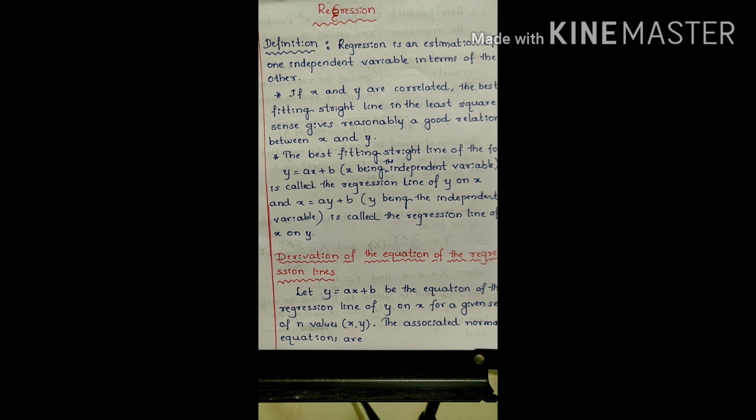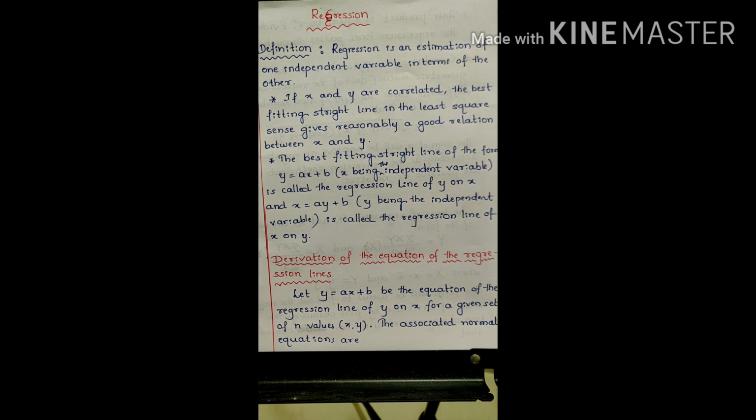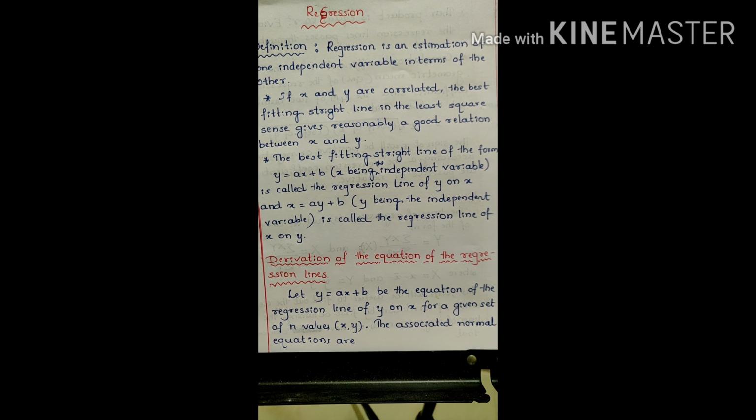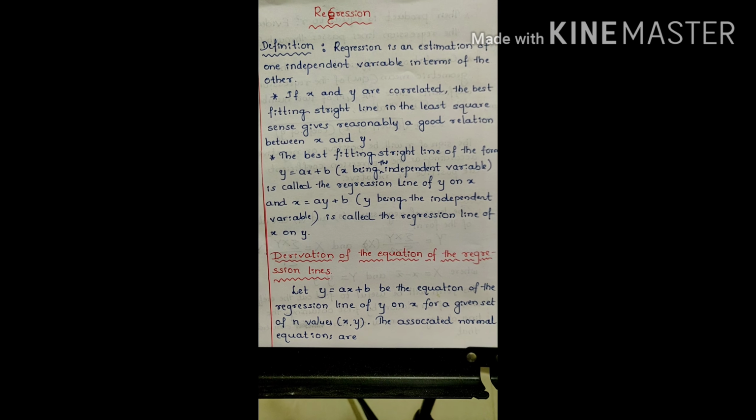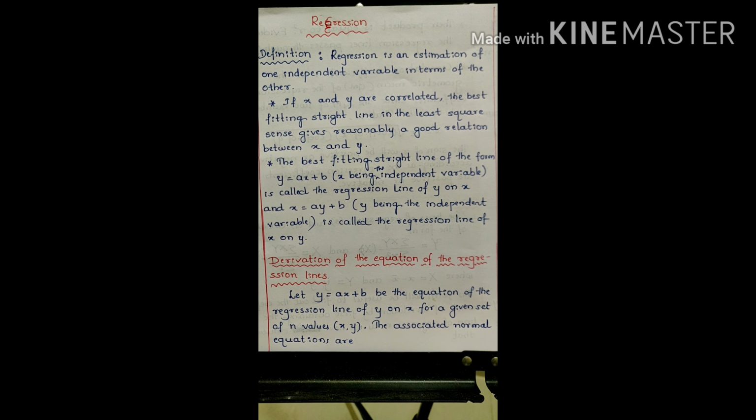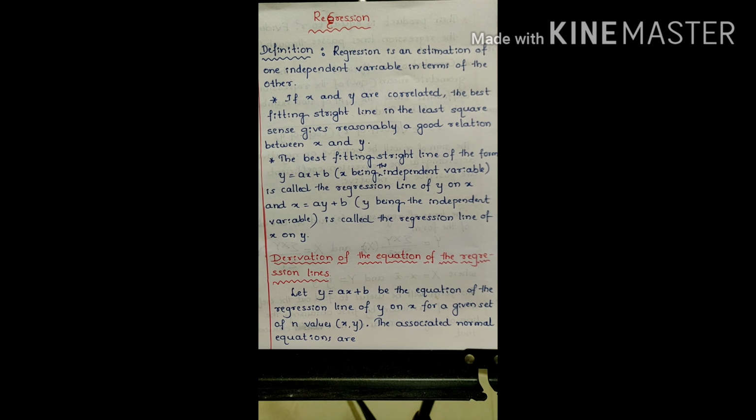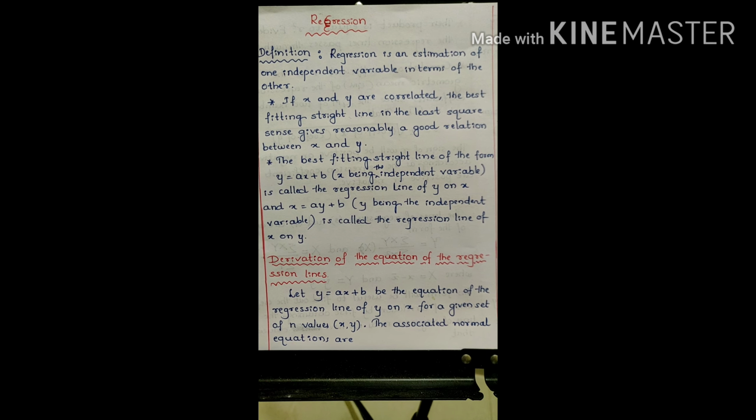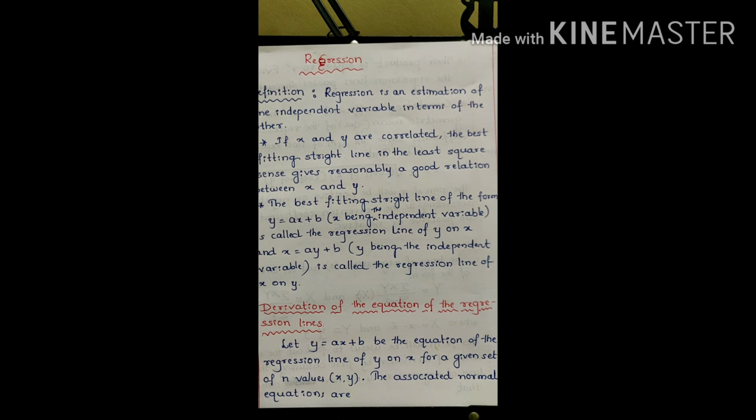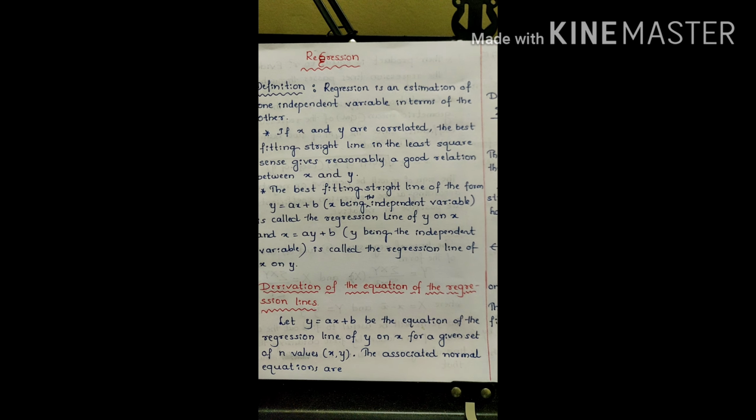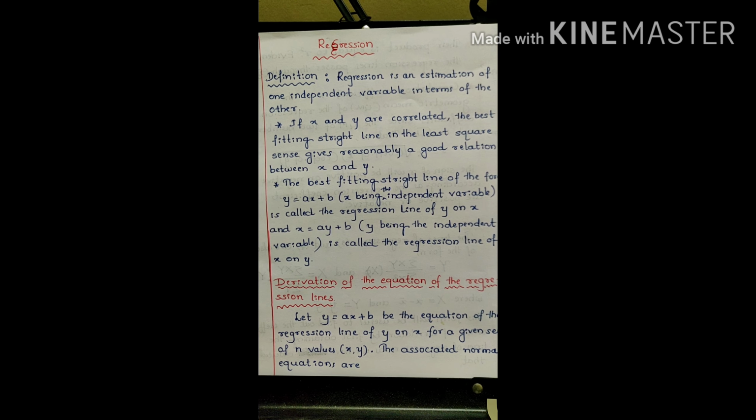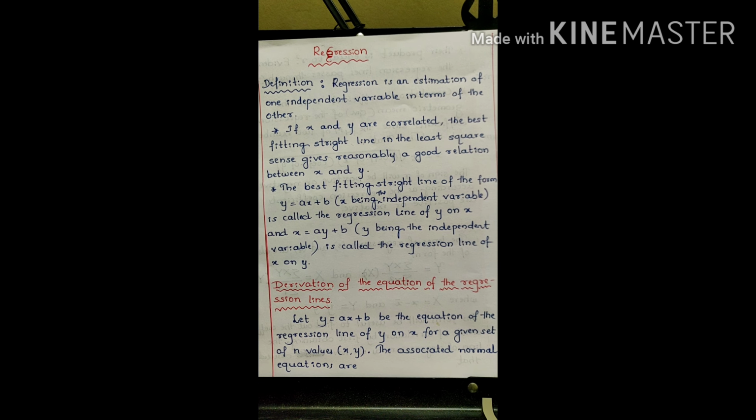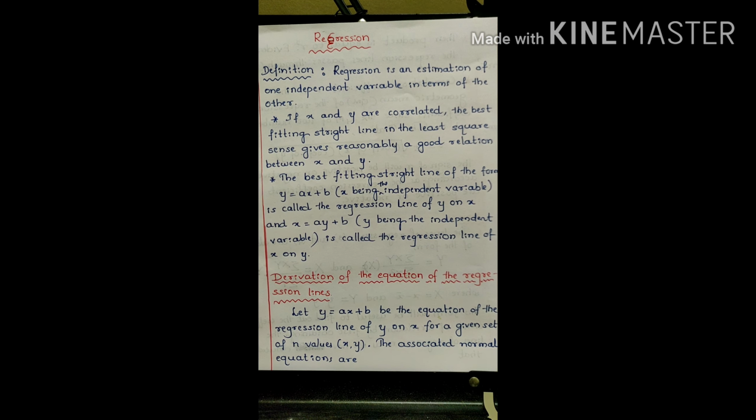Similarly, x equal to ay plus b, where y is the independent variable, we call it a regression line of x on y. So we derive the equation of the regression lines for these given straight lines. Suppose y equal to ax plus b is the equation of the regression line of y on x for a given set of n values of x, y.